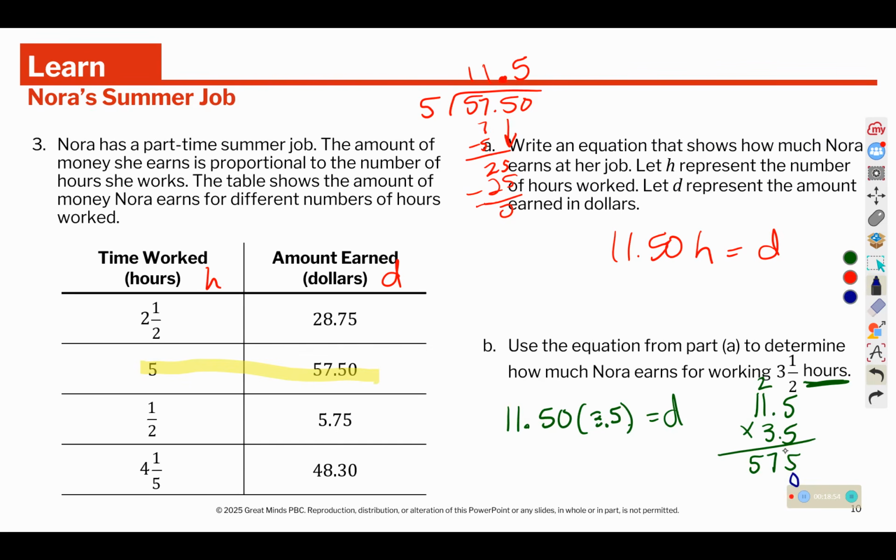Now we're going to put that place value spacer and multiply by 3. 3 times 5 is 15. 3 times 1 is 3, plus 1 more makes 4. And 3 times 1 is 3. Now let's add those up. 5, 12, 10, and 4. There's 1, 2 decimal spots in the question, so we need 1, 2 in our answer. That means the dollars she earns is $40.25.